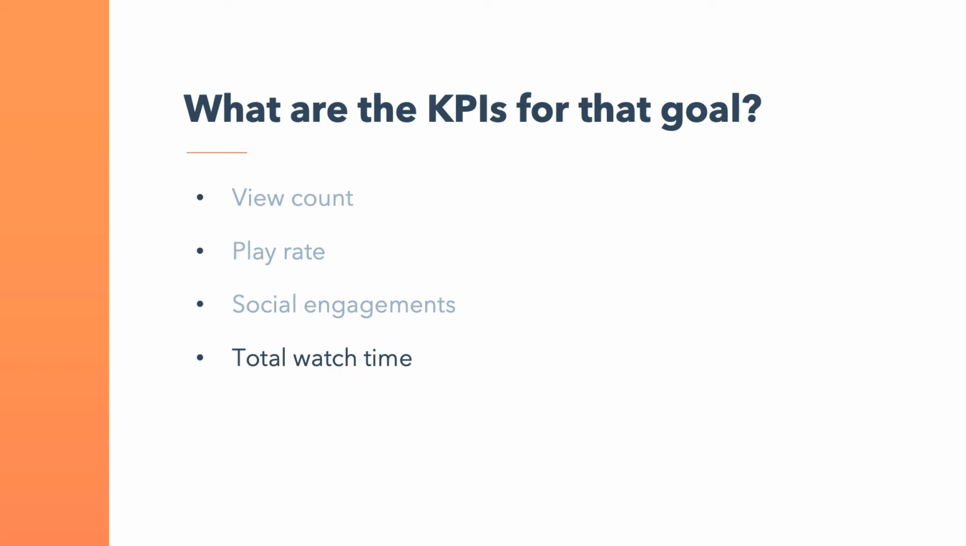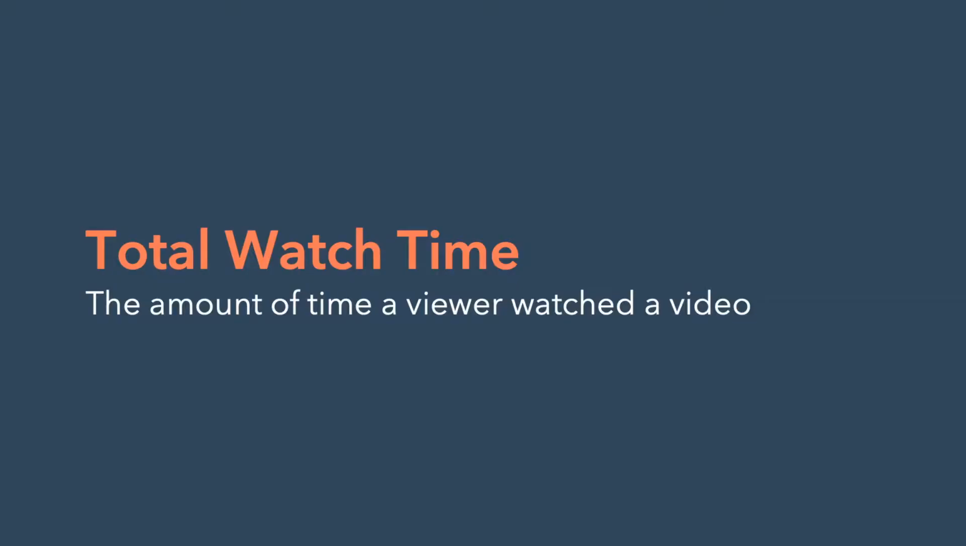Next is total watch time. Total watch time is the amount of time that a viewer watches a video. This gives you a sense of what content viewers actually watch, as opposed to videos that they click on and then abandon. So we like to use total time watched as a really interesting proxy for engaging with the brand.